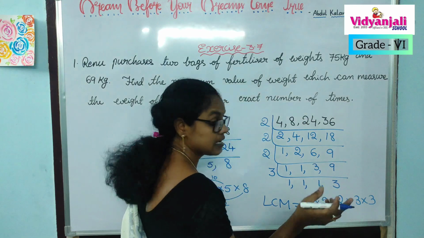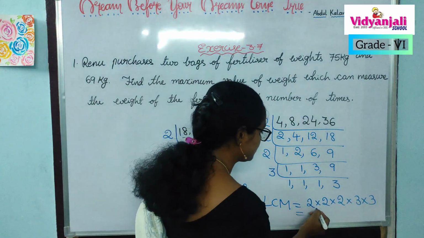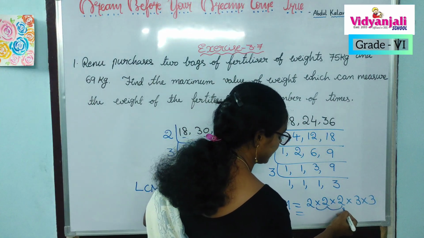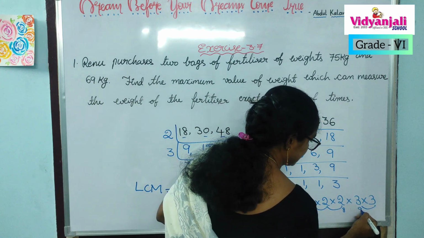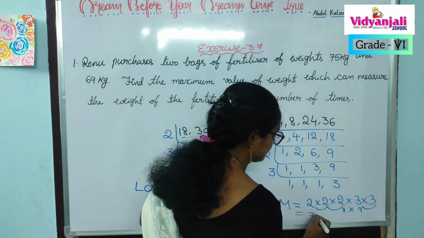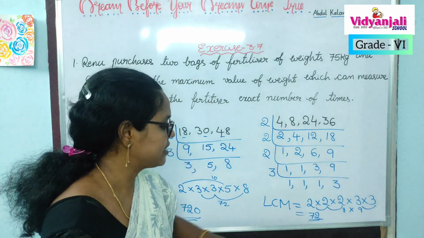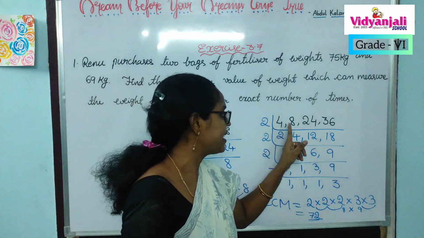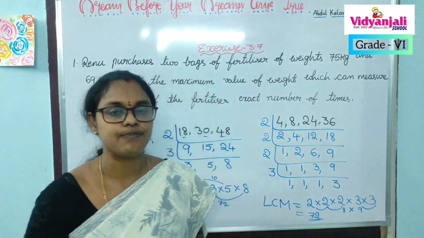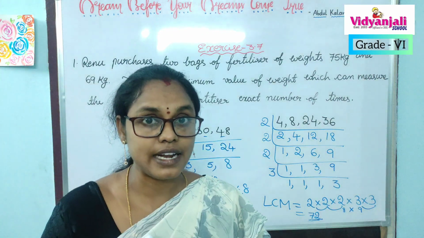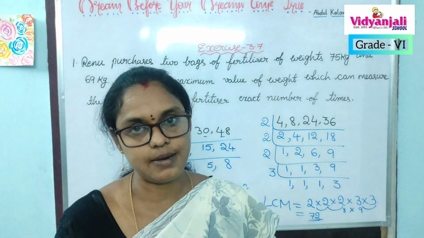Is it clear, children? Try to multiply all these numbers. 2 2s are 4, 4 2s are 8, 3 3s are 9. What is 9 8s? 72. So 72 is the LCM of 4, 8, 24 and 36. Okay. Now we have an idea how to find HCF and LCM also.